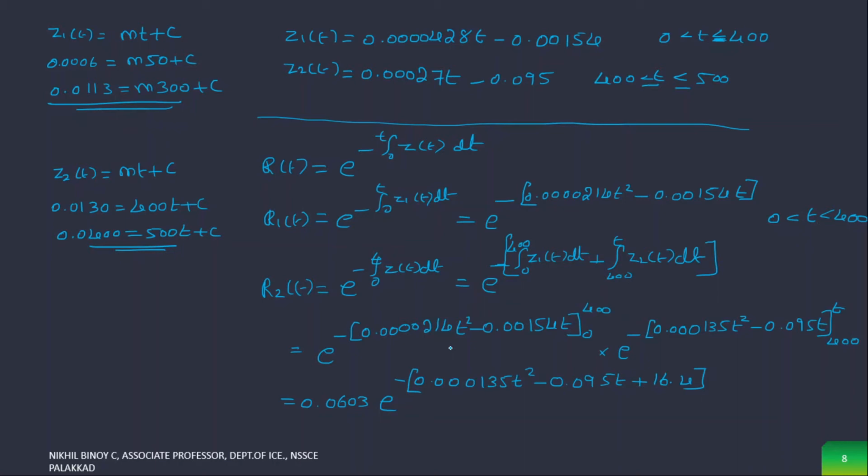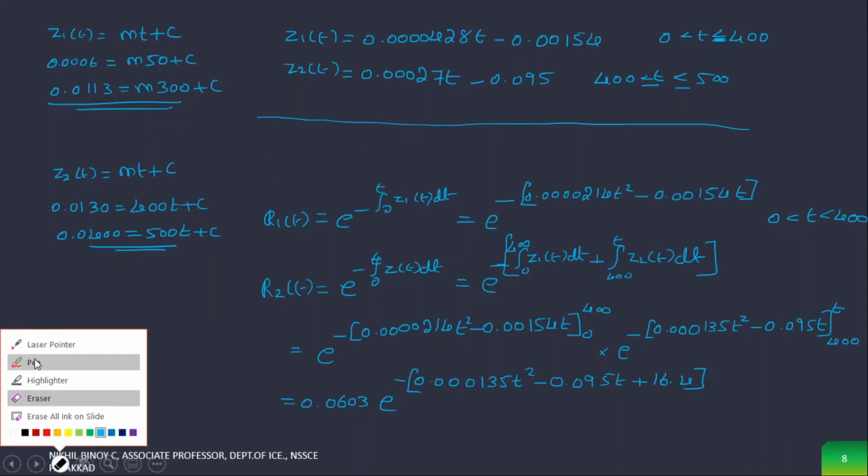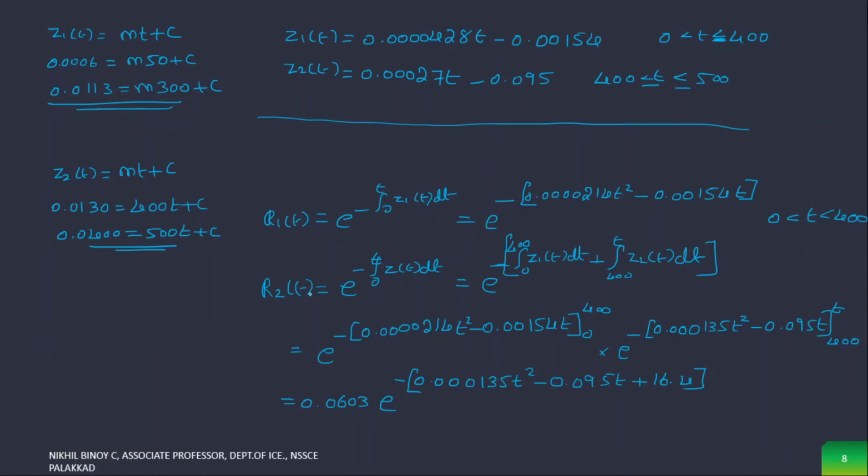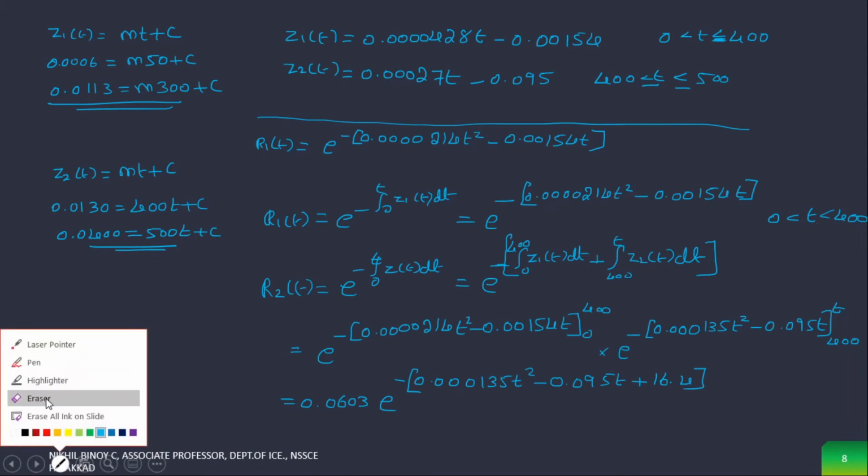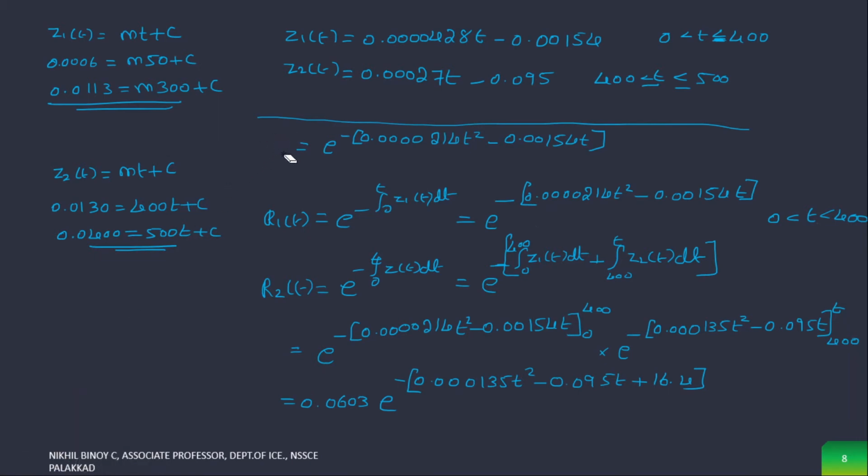So here R1 of t, the final value, is equal to e raised to minus in bracket 0.0000214 t square minus 0.00154 t. Okay, so I think we can write it as R of t.